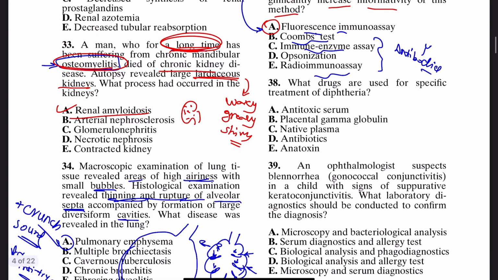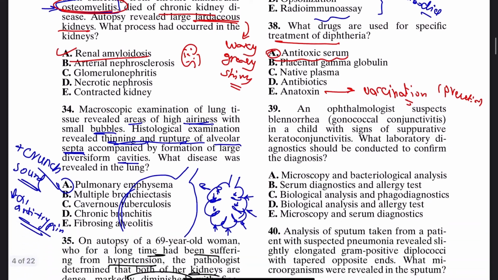Drug used for specific treatment for diphtheria. Specific treatment of diphtheria: antitoxic serum. Okay, so diphtheria releases toxin, so we give the patient antitoxin serum. Anatoxin will be for vaccination against diphtheria. Vaccination is not a treatment, it's prevention. Okay.